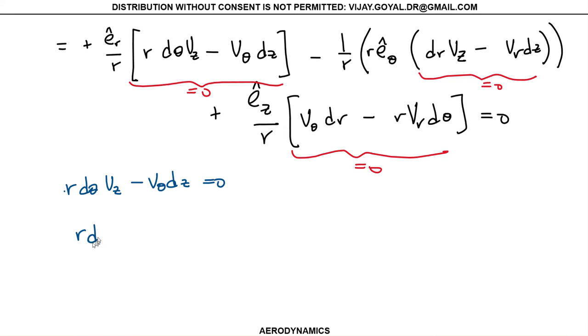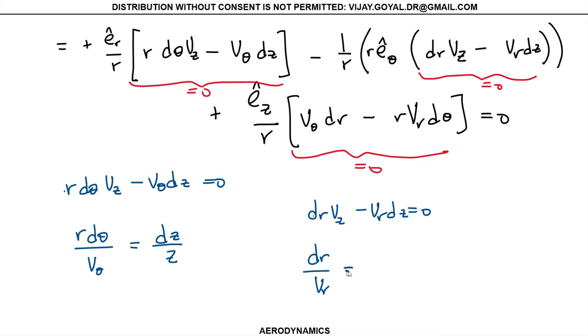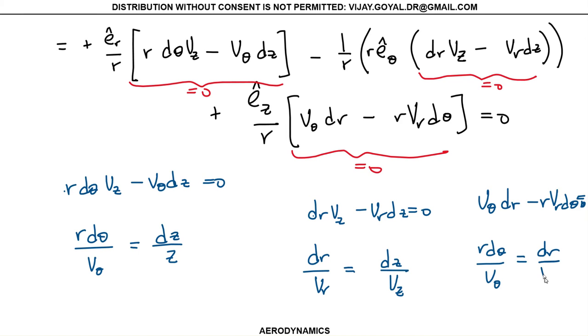And then you can simplify this as follows: r d theta over v theta is equal to dz over vz. The next term, this one right here, would be dr vz minus vr dz is equal to 0, and that will give you dr over vr is equal to dz over vz. The last term right here is v theta times dr minus r vr d theta is equal to 0. So that will give you r d theta over v theta is equal to dr over vr.